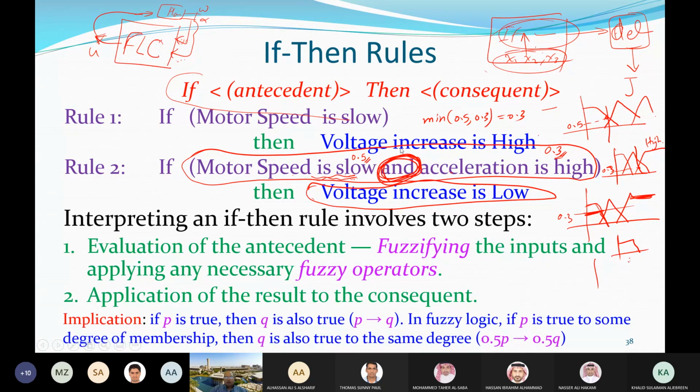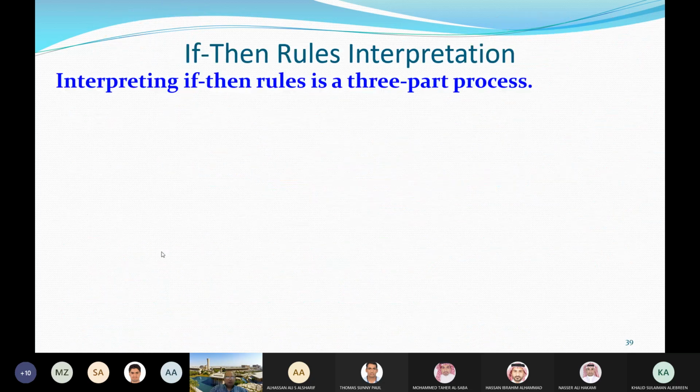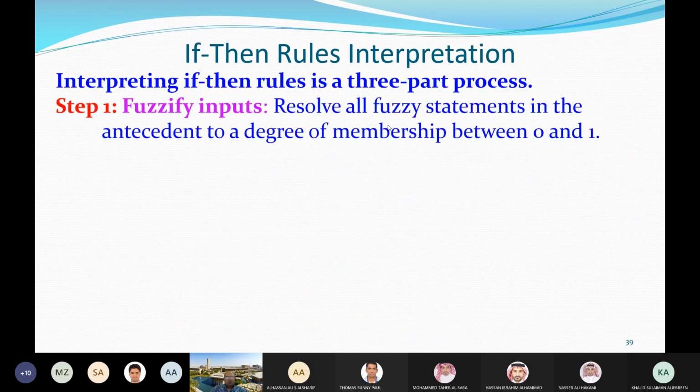The second step is to apply the operator. Is it AND, or minimum, or maximum, or NOT operator? And the third step is to calculate the consequent accordingly. So fuzzifying inputs means resolving all fuzzy statements in the antecedent to a degree of membership between 0 and 1.